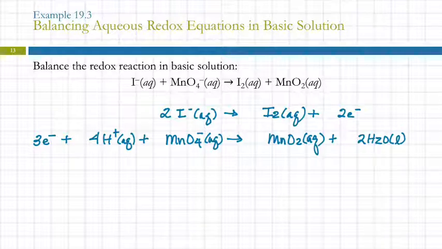Next I need to make the numbers of electrons equal. So here I've got 2 and there I've got 3. So I'm going to go for 6. So the top one will get multiplied by 3 and the bottom one will get multiplied by 2.